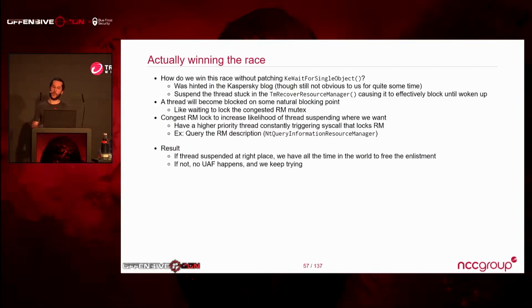and to effectively make it stuck at the exact time we're interested in. The reason is that when you call the suspend function to suspend a thread, it is more likely to be blocked at natural points like waiting for a lock, which is exactly the case here, where you have a wait for a single object just after we win the race. So the idea is to congest the resource manager mutex in order to increase the likelihood of suspending the thread at the right place, by calling a syscall from userland to query the resource manager information.